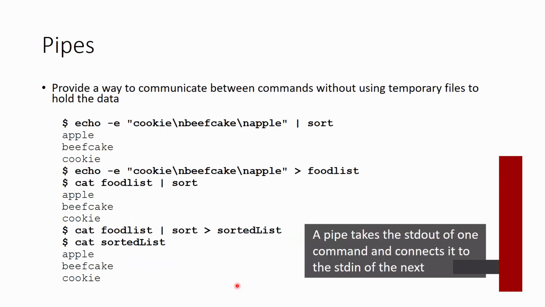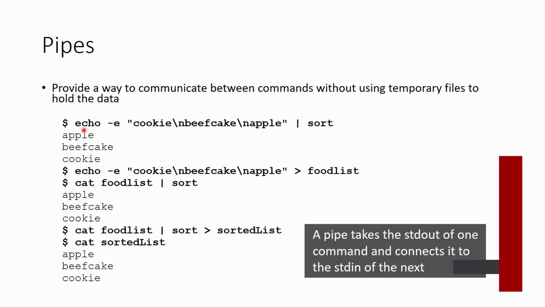Okay, so before we talked about how you're not supposed to read these things from left to right. Well, pipes is where we are introducing flow from left to right. What pipe does is it gives us this way to communicate from one command to another without using a temporary file to hold data, as we've been doing up till now.